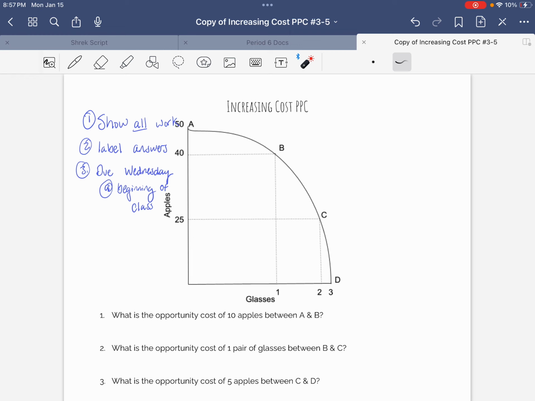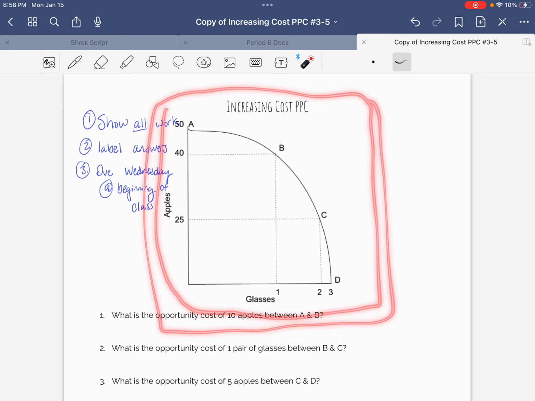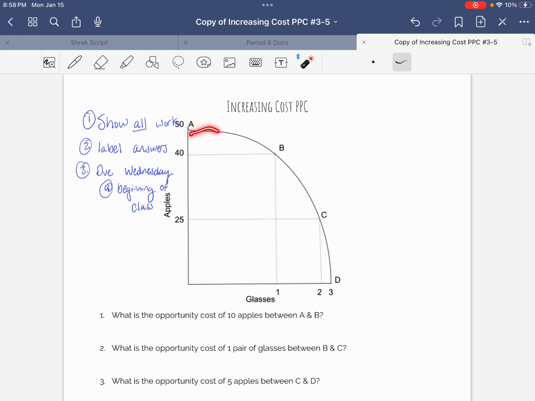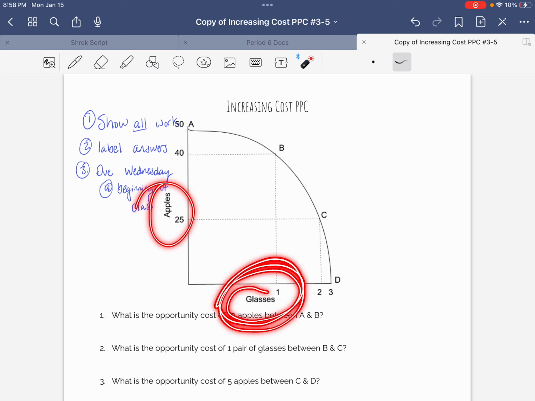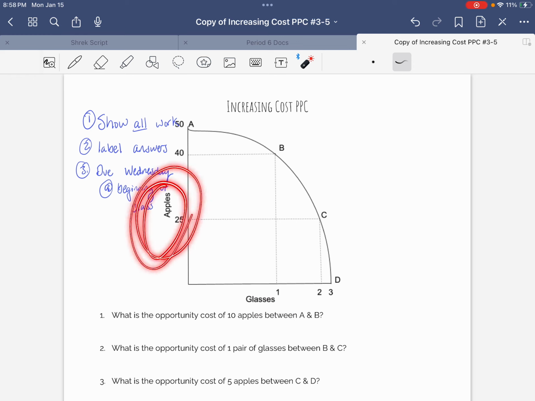Okay? So we are faced with an increasing opportunity cost graph right here. We know it's increasing because it has a curved line and it's goods made of 2 completely different resources. So like pairs of glasses, like what I'm wearing on my face right now because I can't see because I'm blind. And then apples, like yummy apples.